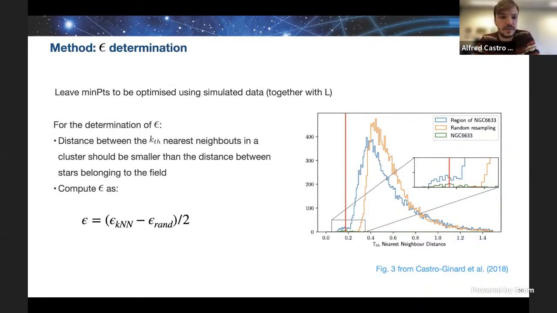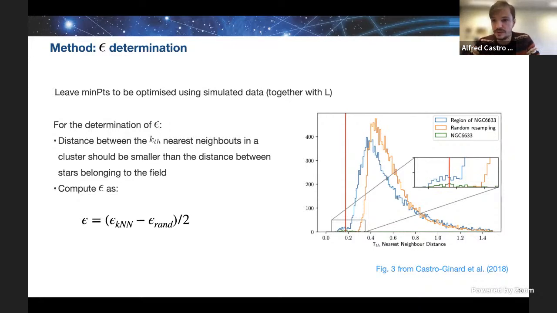And then on the other side, we use the epsilon value. We compute it automatically in each of these L by L regions. Basically, we use the fact that stars within a cluster are closer together than random field stars. And this can be seen in this plot here, where you can see the distribution of distances between stars. In this case, we use the distance between each star and its 7th nearest neighbor.